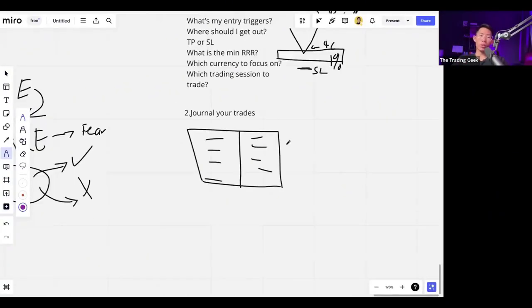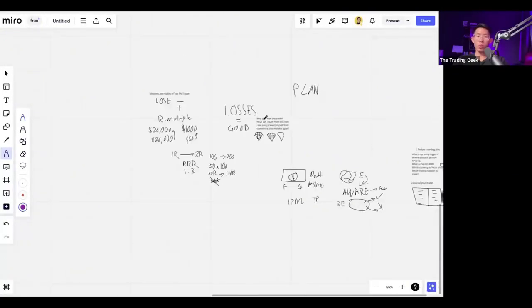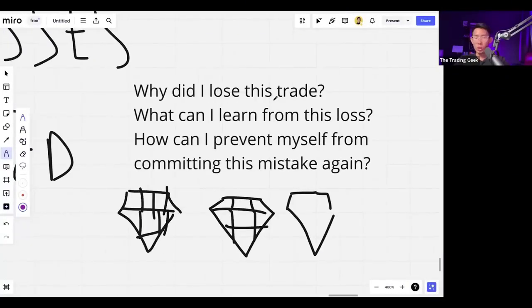And what do I journal? Whatever I mentioned to you guys over here. Why did I lose this trade? What can I learn from this loss? How can I prevent myself from committing this mistake again? So this is for a loss. If I lose a trade today and I'm journaling, I will reflect on these few questions.